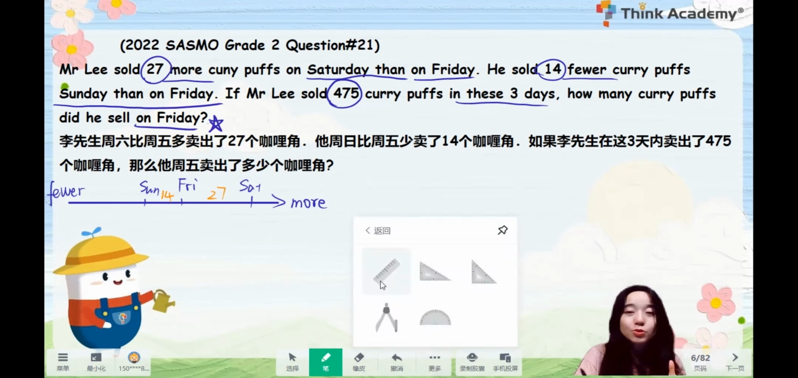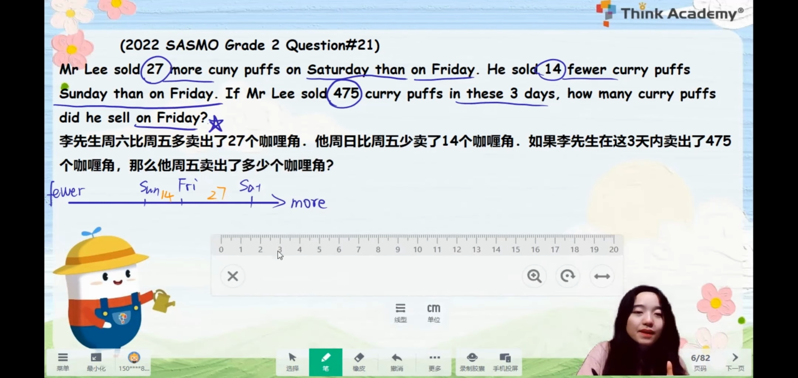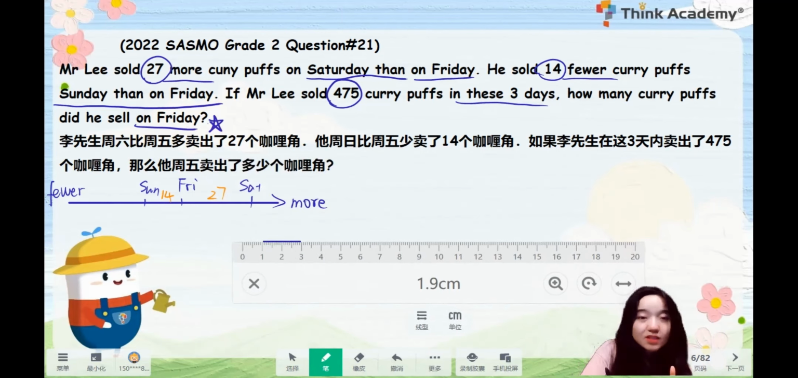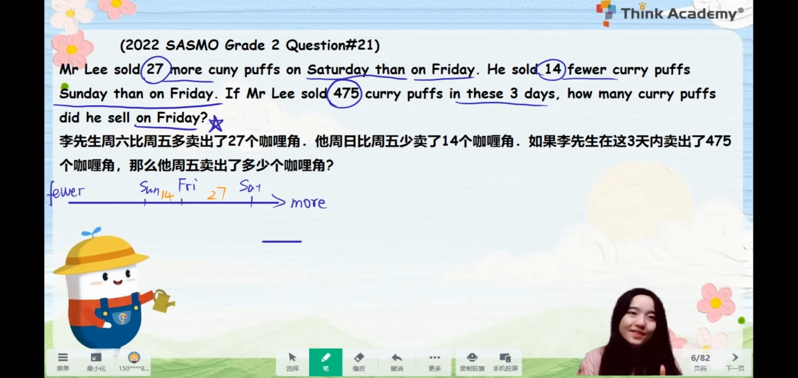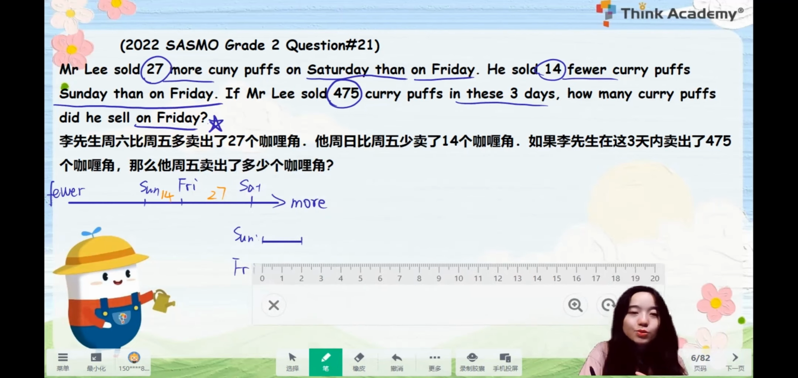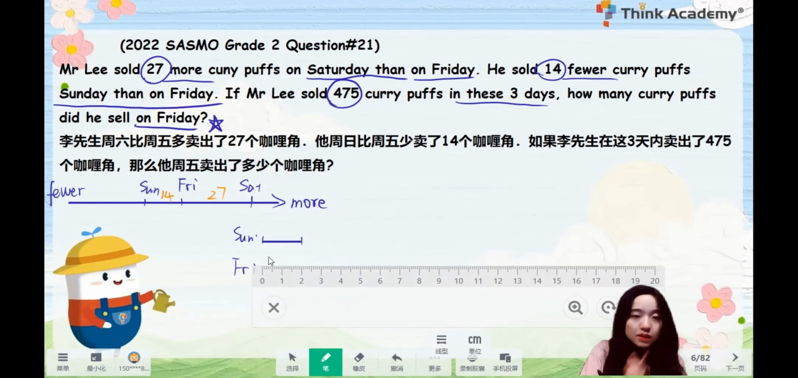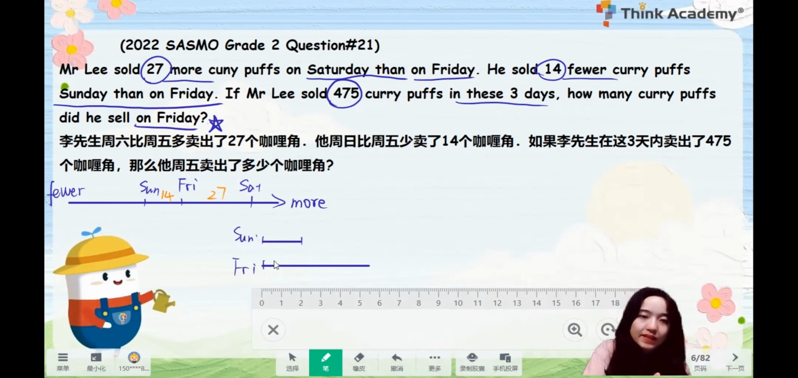Also, we had better draw the smallest amount first, because later, when you want to draw a greater amount, you just need to draw a longer line. It's quite obvious. This is for Sunday. And next, the second smallest one is Friday. We just need to draw a longer line. But please ensure the lines have the same left end like this.